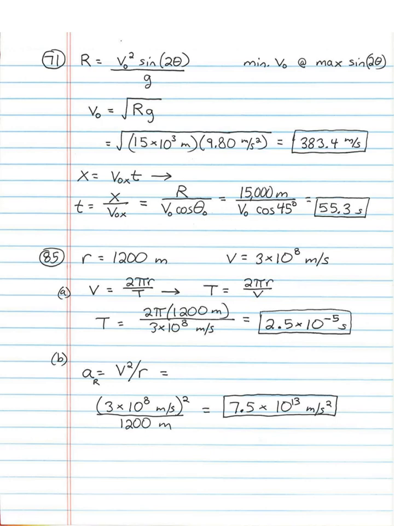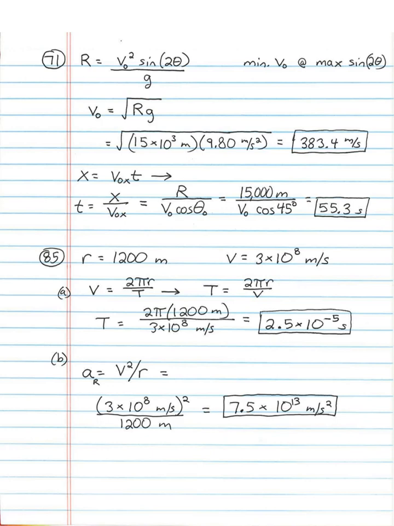Number 71. Guns on World War II battleships could shell targets 15 kilometers away. Find A, the minimum launch speed needed to achieve that range, and B, the shell's flight time under these conditions. Okay? Minimum speed to achieve that means for the given speed, we want to use the maximum angle. So minimum v naught at the maximum sine of the angle.